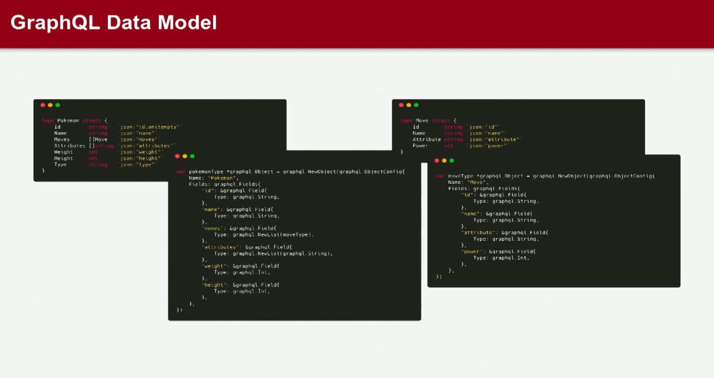So for the example of Pokemon, I have annotations, and those annotations are used not only for the GraphQL object, but when it comes to marshalling our data as a client response, it'll automatically marshal that data for us as well.